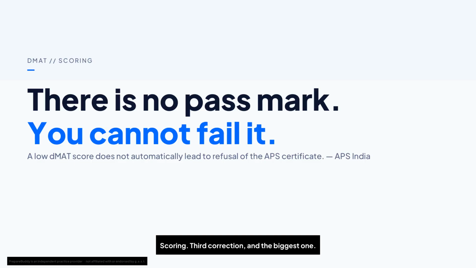Scoring. Third correction, and the biggest one. There is no pass mark. None. You cannot fail the dMAT. A low score does not automatically cost you your APS certificate. That's APS India's own wording.